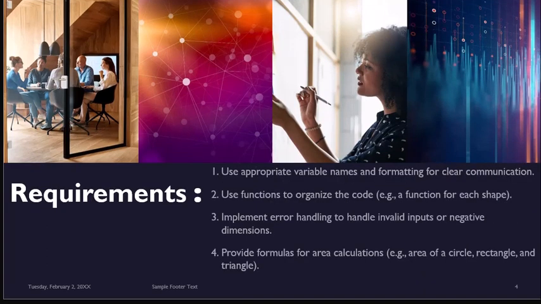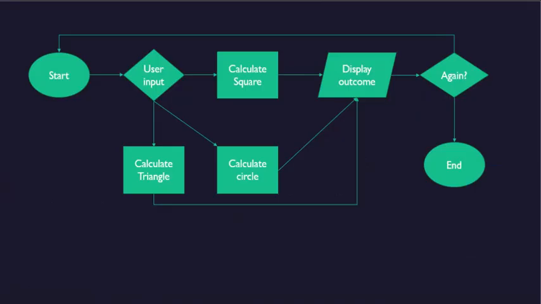Requirements. Use appropriate variable names and formatting for clear communication. Use functions to organize the code, a function for each shape. Implement error handling to handle invalid inputs or negative dimensions. Provide formulas for area calculations: area of a circle, rectangle, and triangle.